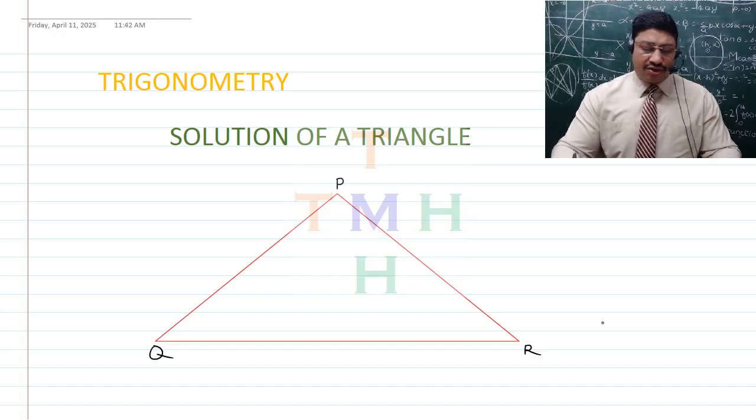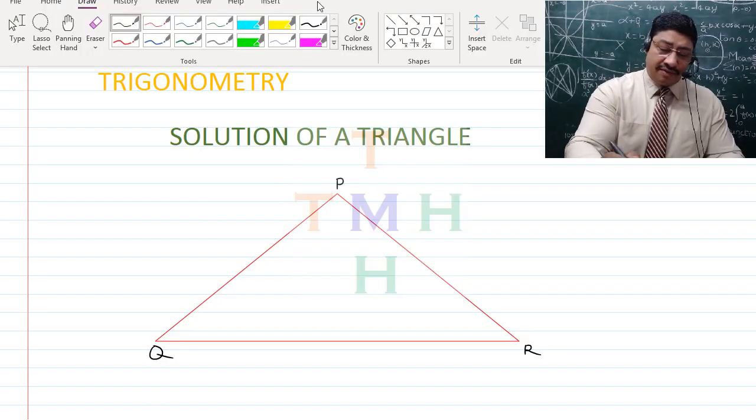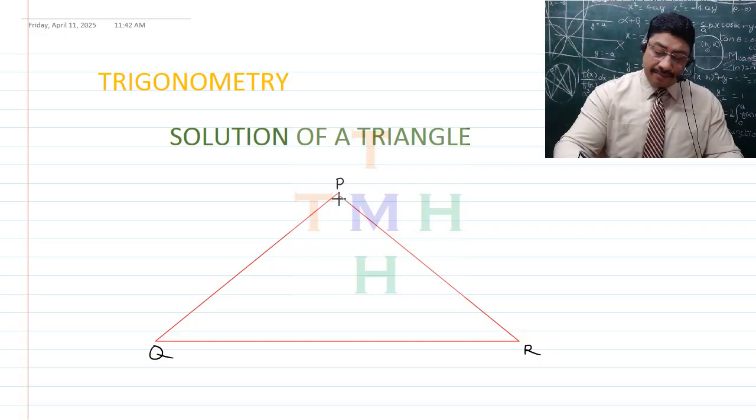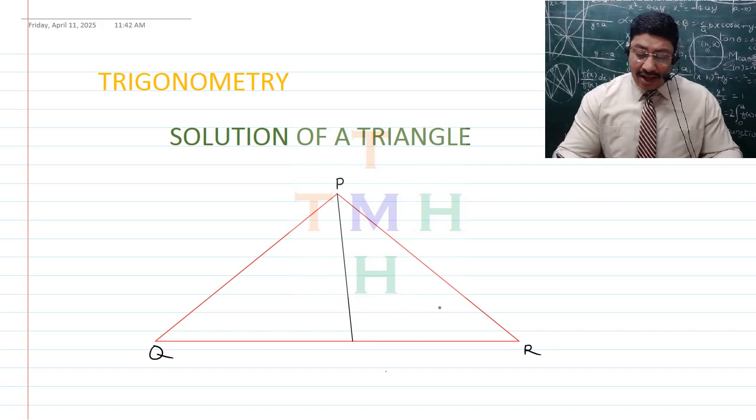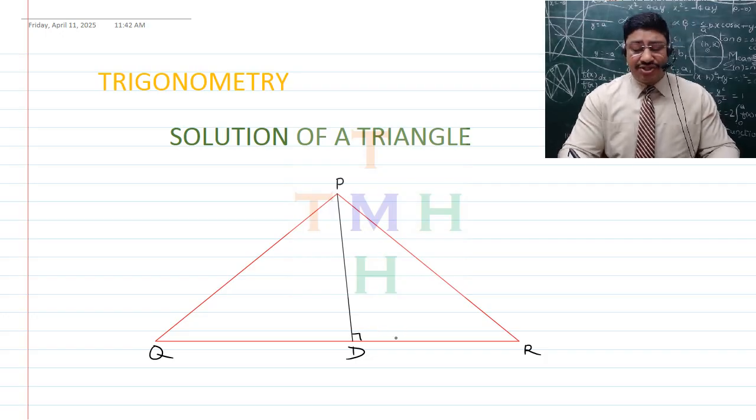So if you have such a triangle, what you will do is drop a perpendicular from any one vertex. Let's say we take this vertex P from which a perpendicular is dropped, something like this. Now we have 2 right angle triangles, and let us consider that the point where the perpendicular has been dropped is D. So now we have one right angle triangle, that is this, and another right angle triangle, that is this.